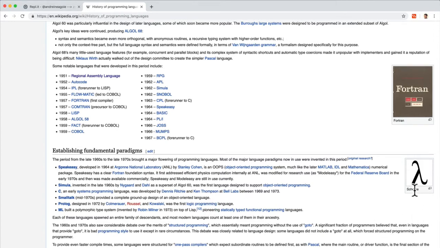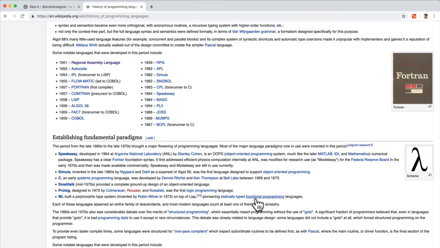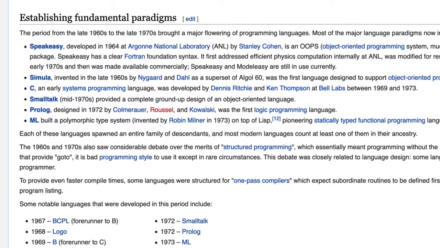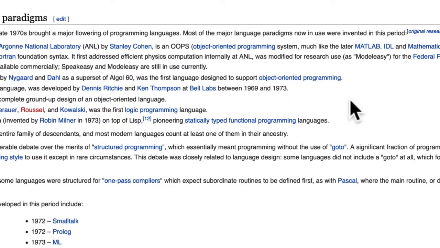And languages like Scheme introduced this idea of functional programming. Now remember, a paradigm is a way for us to think about our code and organize our code. And up until this point, we learned about object-oriented programming. In the next couple of videos, I want to tackle this idea of functional programming.